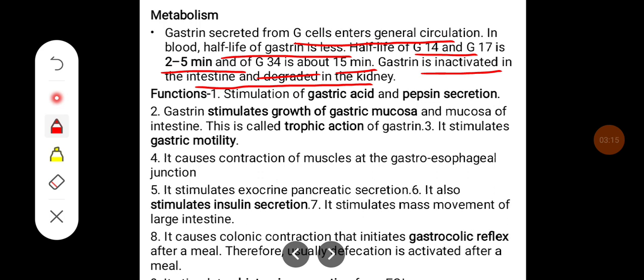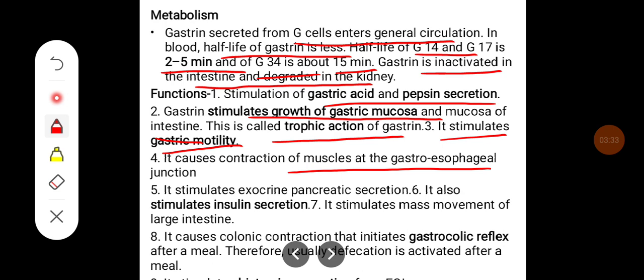Functions of gastrin. It causes stimulation of gastric acid and peptic secretion. It stimulates the growth of the gastric mucosa and mucosa of the intestine. This is called the tropic action of gastrin. It stimulates gastric motility. It causes contraction of the muscles at the gastroesophageal junction. It stimulates the exocrine pancreatic secretion. It also stimulates insulin secretion.